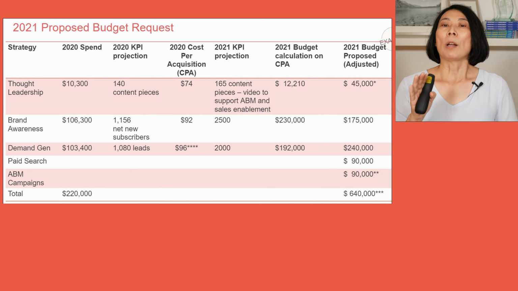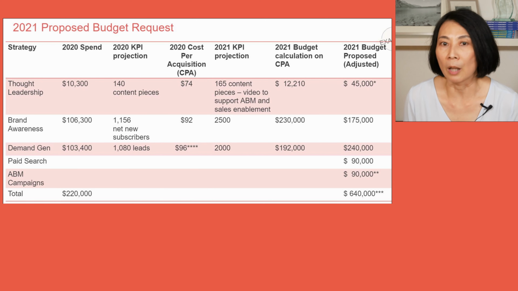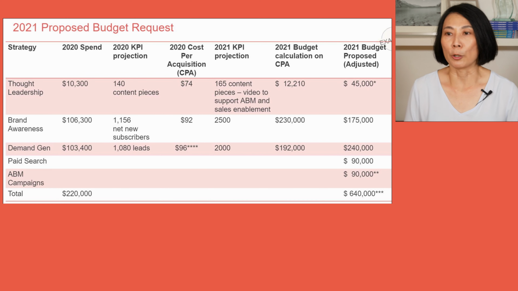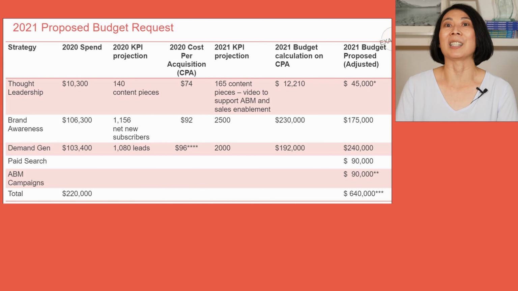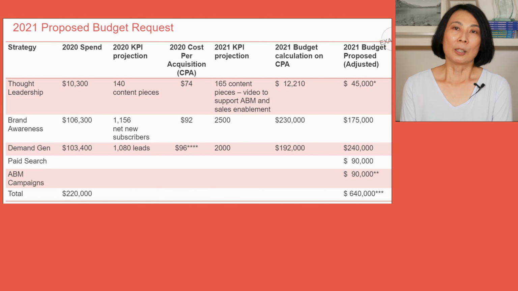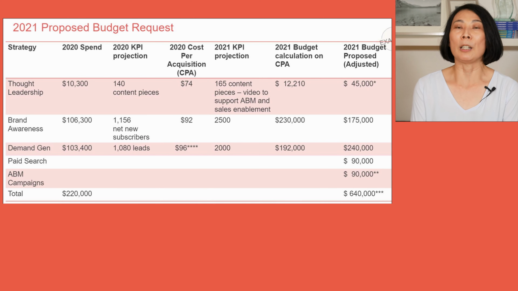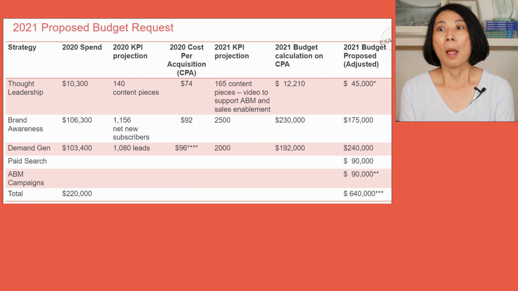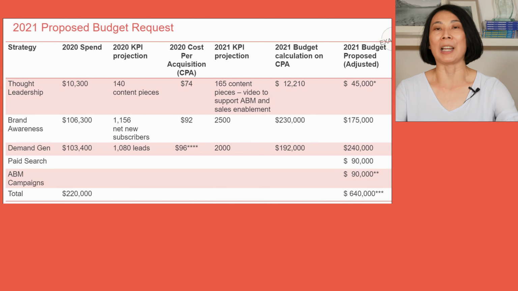So she also wants to do search, a paid search. We allocated $90,000. And she wants to do an ABM. We estimated $90,000 as well. So the total dollar amount that she wants to pitch is $640,000. I'll be honest, that's a 3x increase from the 2020 budget. We know that she's not going to get it. We know that. But that would be her opening position to have a conversation.